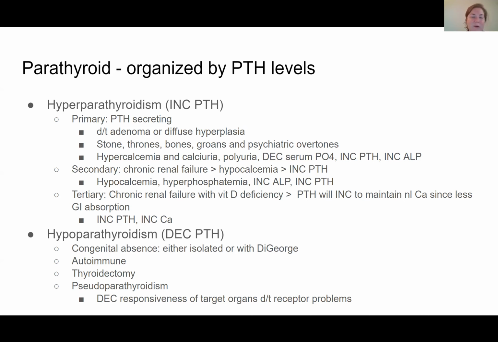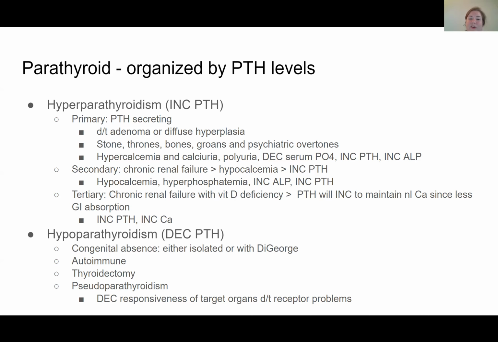So hyperparathyroidism, all that means is you have an increase in parathyroid hormone. That's it. So primary hyperparathyroidism, again, if it's primary, it's secreting whatever it is. So why do we have this? Adenoma or just diffuse hyperplasia? Adenoma is going to be a tumor that's secreting it. Hyperplasia, you're increasing the functional mass of the organ. And so of course you have an increase in the hormone.